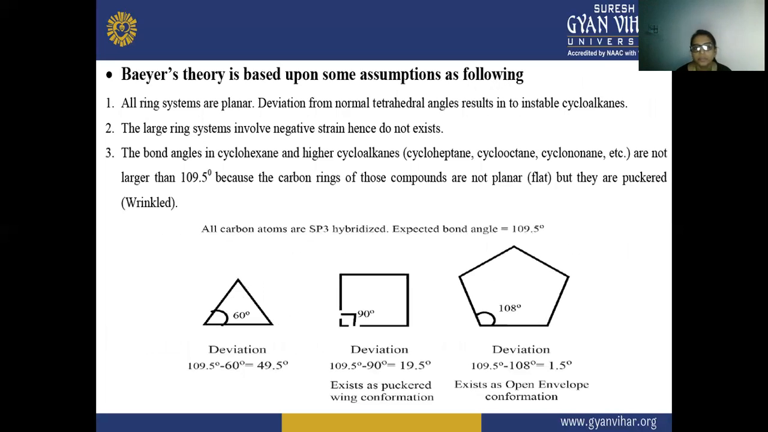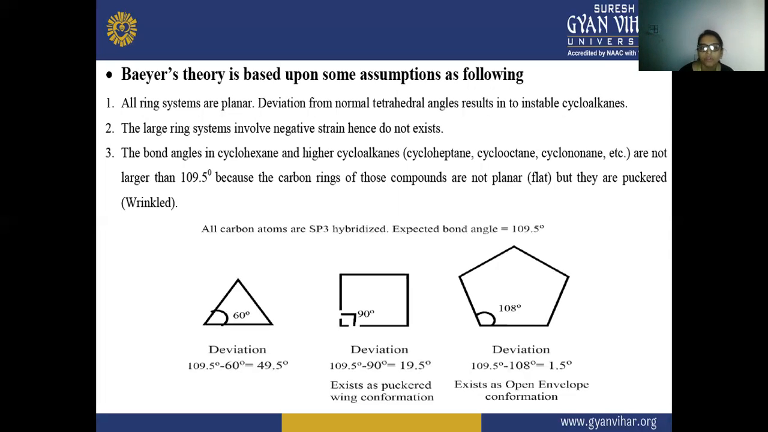Next, Bayer theory, the angle strain theory, is based on some assumptions as follows. The first assumption is that all ring systems are planar. Means all cycloalkanes should be planar, and deviation from normal tetrahedral ring angles results in unstable cycloalkanes.